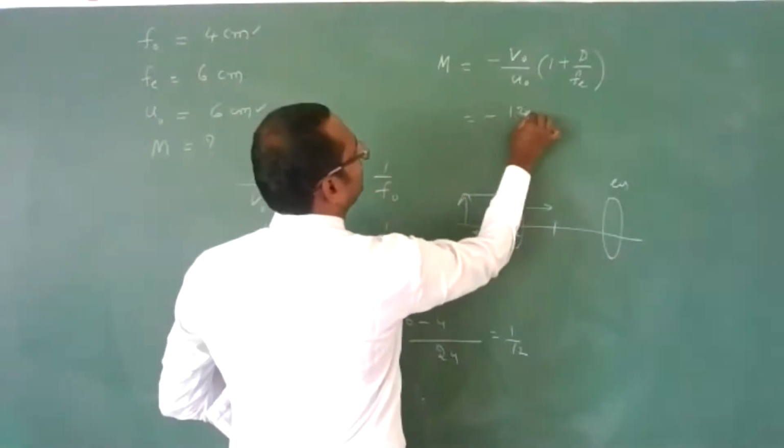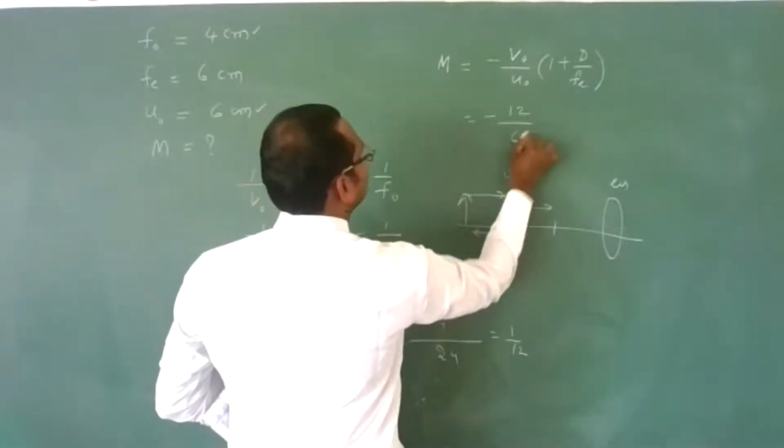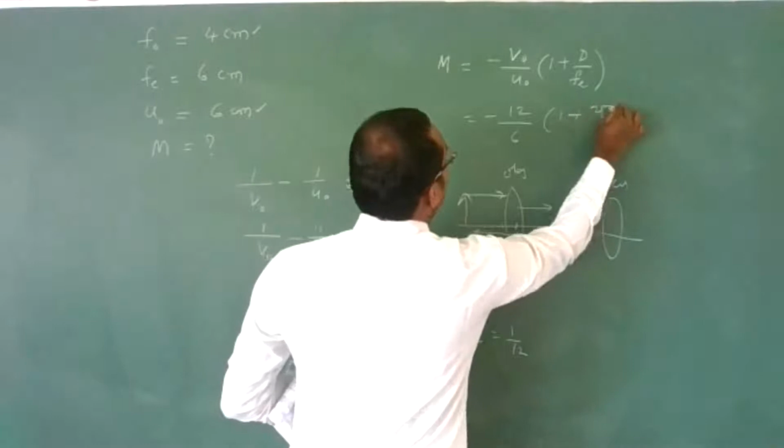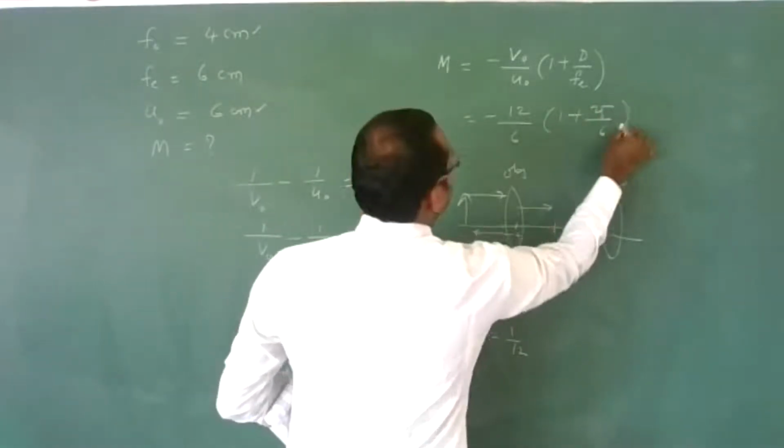Here, magnification is minus 12 upon 6 into 1 plus 25 by 6. You get the answer.